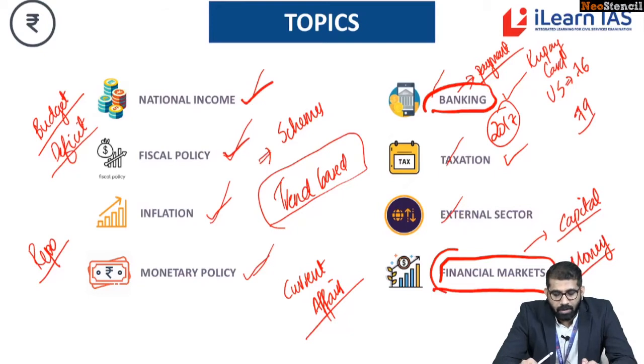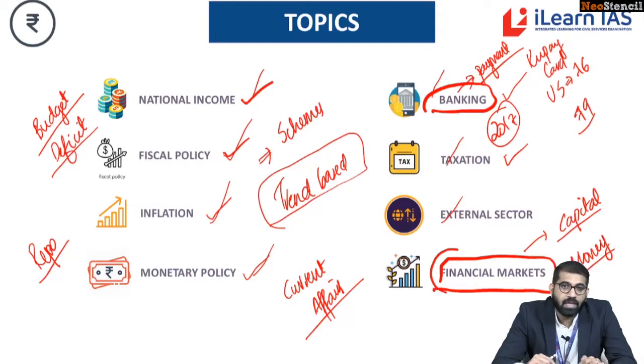So don't worry, we will be covering some of the important trends related to GDP, because last year, in 2019, they asked a question that had two statements. The first statement was related to purchasing power parity, which we will be discussing in the national income chapter itself. The second topic that they asked about is related to India's position when it comes to the size of the economy.